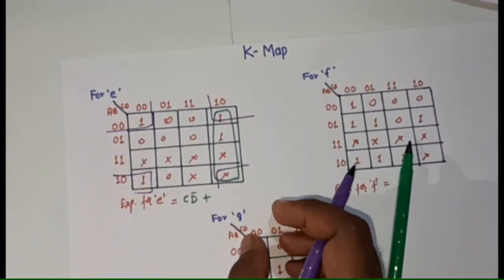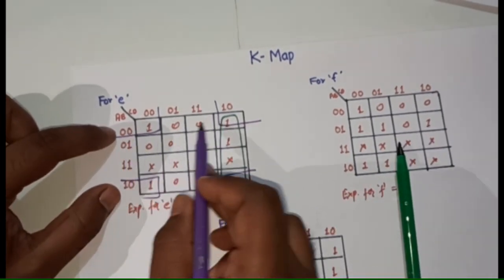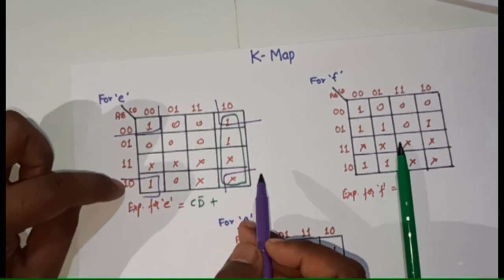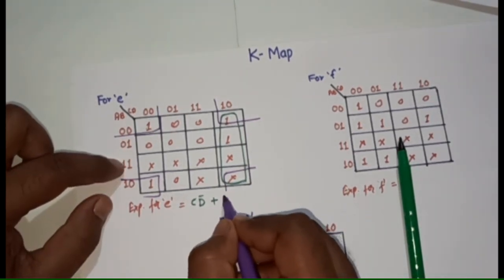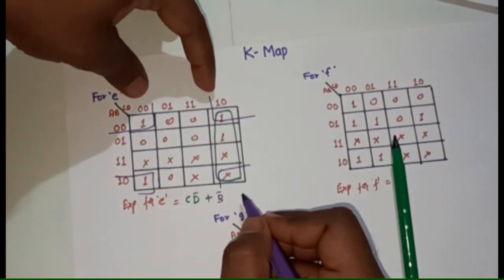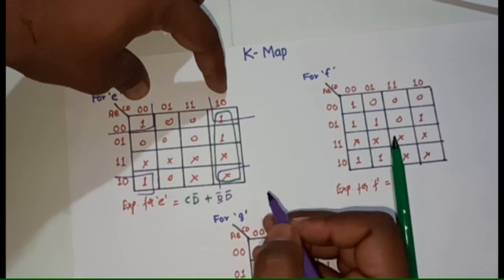So the quad will give you 2 variables. In this row, A is changing 0 and 1, but B is 0, so it is B bar. And in this column, C is changing but D remains the same, nothing but D bar.